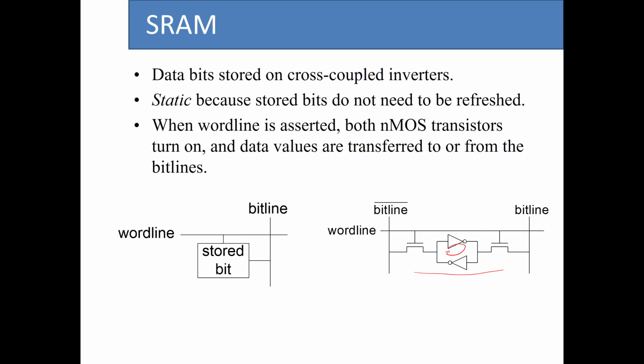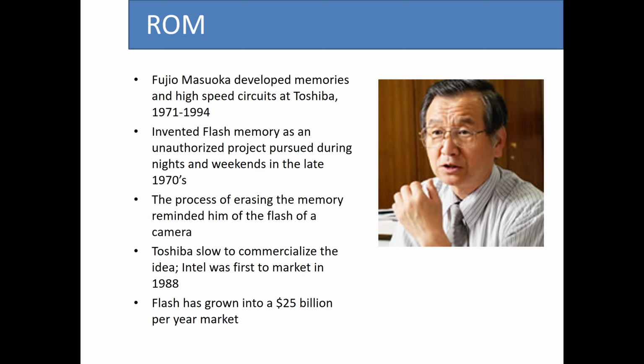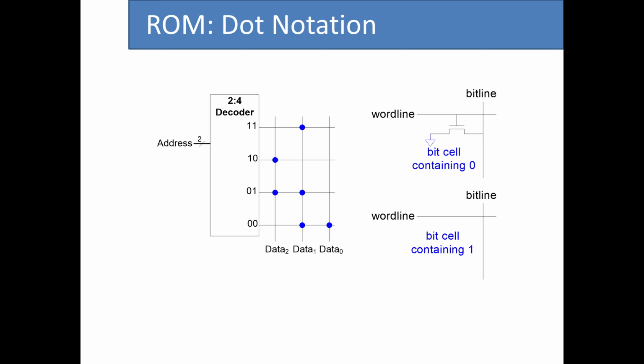So this is a very generic description of what's actually happening in DRAMs and SRAMs. For us, what is important is that they both act very similarly. They are there to store one bit of data. For ROMs, they were invented by Fujio Masuoka, and they are also very useful, and they have found widespread use throughout the industry. So right now the flash memory market is more than $25 billion per year. So let's just see how they are being created.